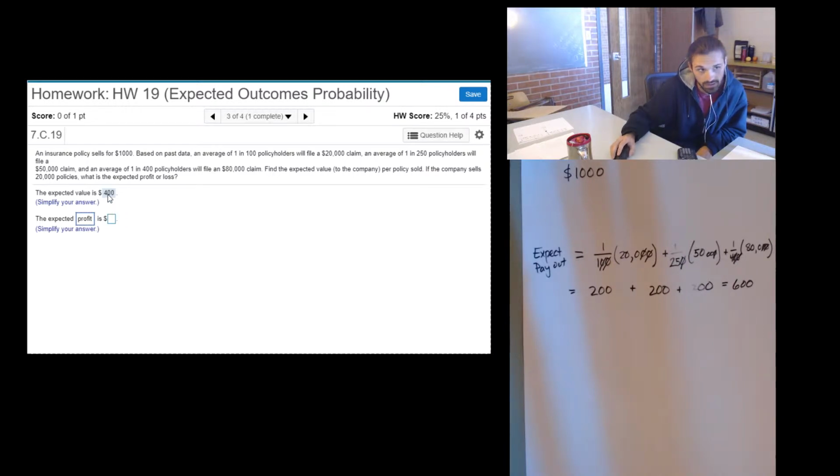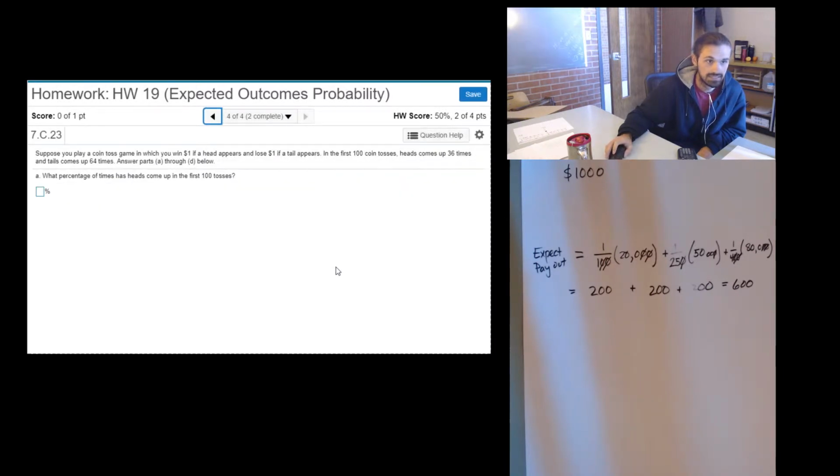Well, we make $400 for every policy sold, and we sell 20,000 policies, so 20,000 times 400. 1, 2, 3, 1, 2, 3, 8 million. So the expected profit is 8 million. Moment of truth. All right.